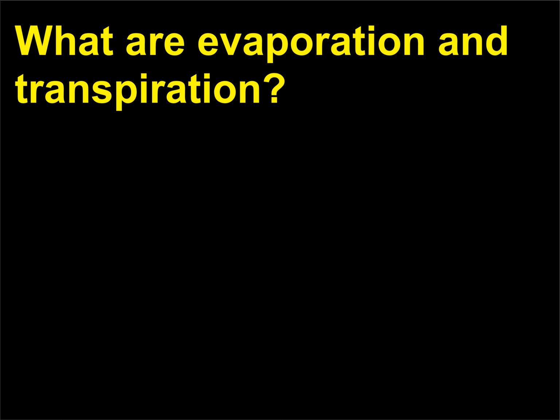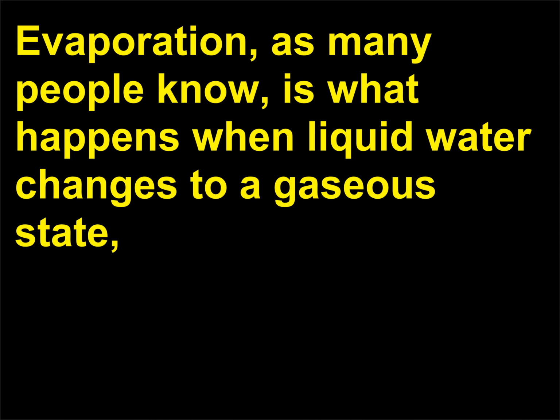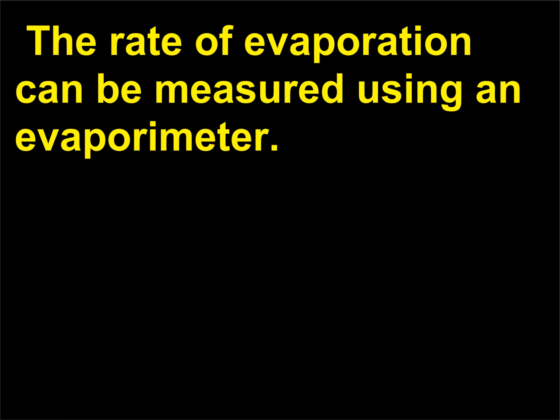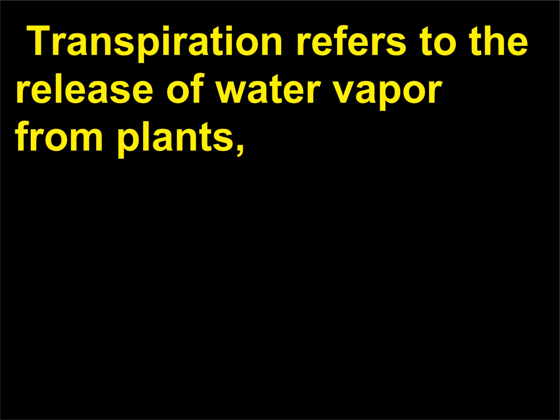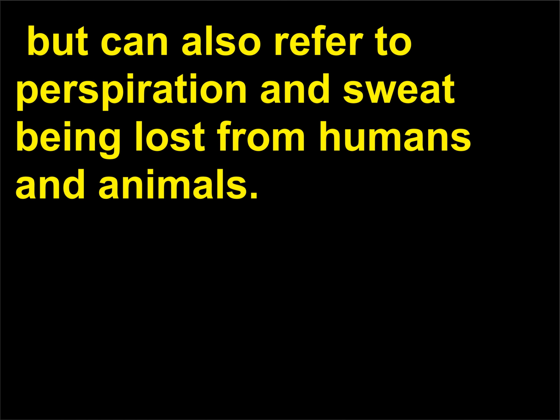What are evaporation and transpiration? Evaporation, as many people know, is what happens when liquid water changes to a gaseous state, escaping into the surrounding atmosphere. The rate of evaporation can be measured using an evaporimeter. Transpiration refers to the release of water vapor from plants, but can also refer to perspiration and sweat being lost from humans and animals.